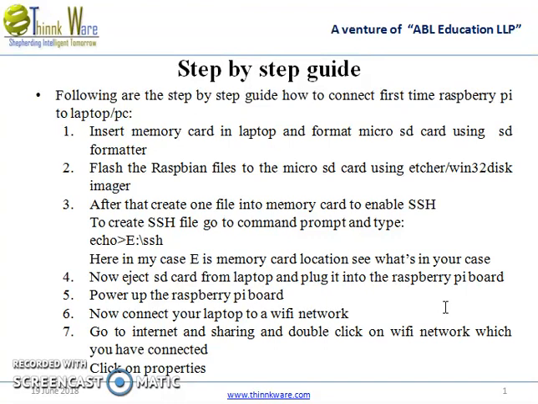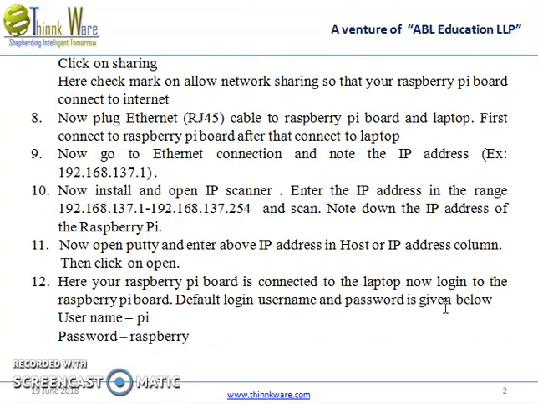Now power up the Raspberry Pi board and also connect your laptop to a Wi-Fi network. Go to Internet and Sharing and double-click on Wi-Fi network which you have connected. Now click on the Properties. Click on Sharing. Here check mark on Allow Network Sharing so that your Raspberry Pi can be connected to the Internet too. Now plug Ethernet cable to Raspberry Pi board and laptop.